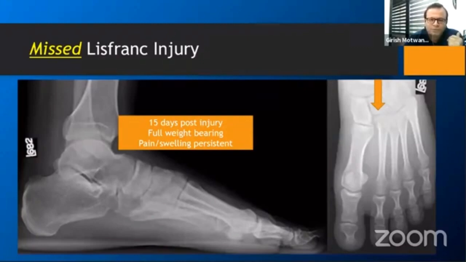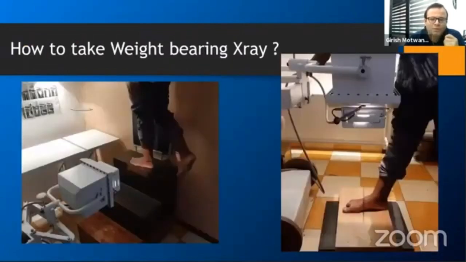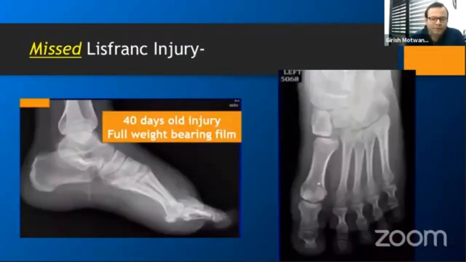So 15 days post-injury, a full weight-bearing X-ray was done, which was showing some problem at the base of the second metatarsal. And what is that problem? But this is a weight-bearing X-ray. And how to take a weight-bearing X-ray? So we need to look for the wooden frames, so that, as we have discussed in the first part of my presentation, how to take the AP and the lateral X-ray, similarly, you have to take the weight-bearing X-ray in the weight-bearing posture.